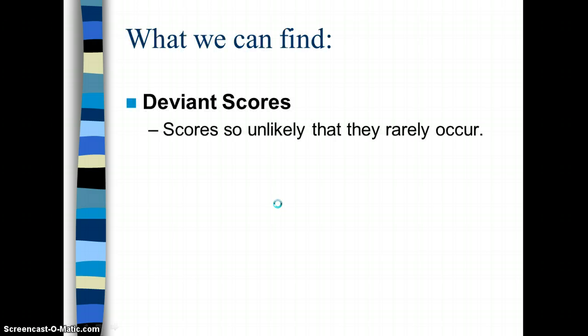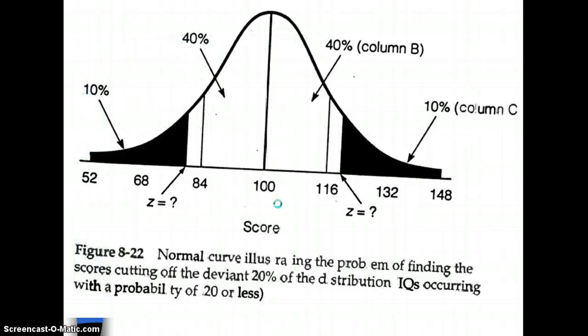We can also find deviant scores. These are scores that are so unlikely to occur that they are on the ends. Sorry about this. Dropped some letters out. This is a normal curve, and it's crooked, illustrating the problem of finding the scores that are cutting off the deviant 20% of the distribution. These, in this case, are IQ scores occurring with a probability of 0.20 or less. And that's where we're headed with this.